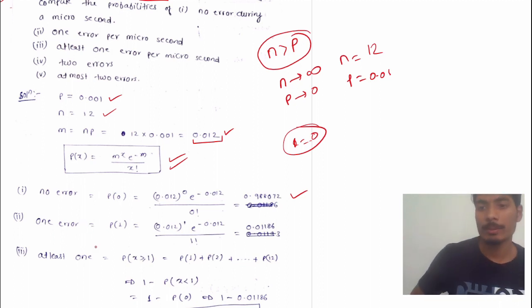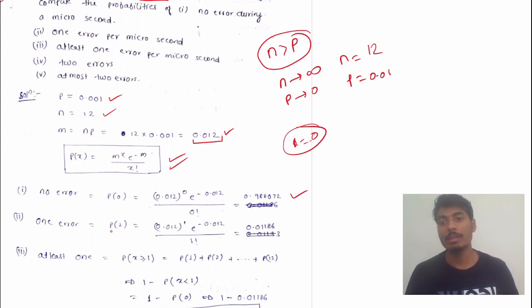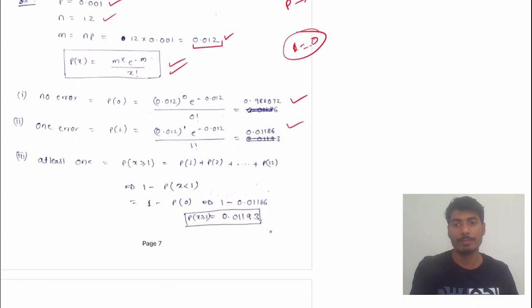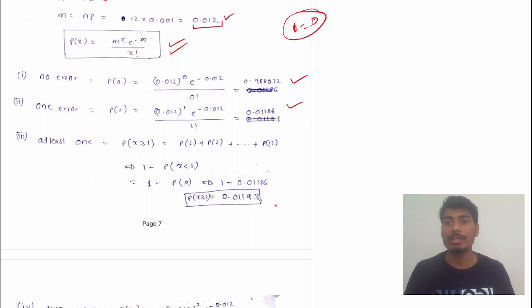One error means P of x equal to 1. We know the value of m equal to 0.012, and x is 1. We put the values in this equation, and after solving, we get the answer 0.01186.